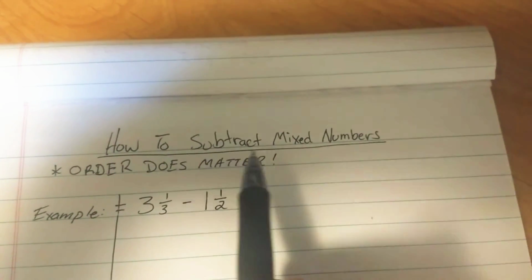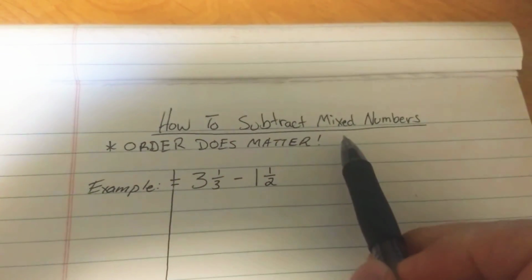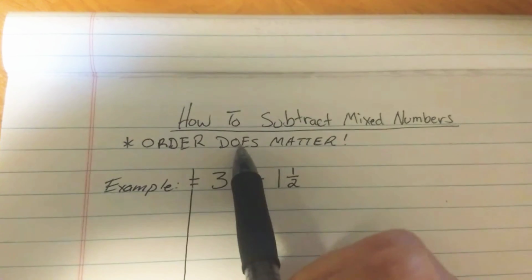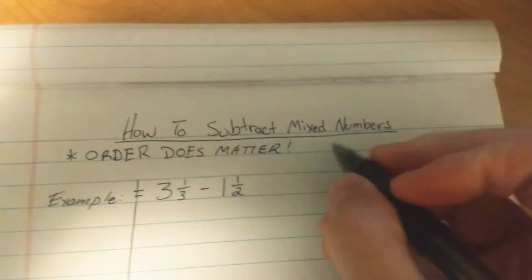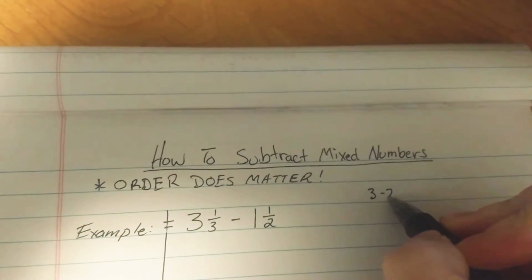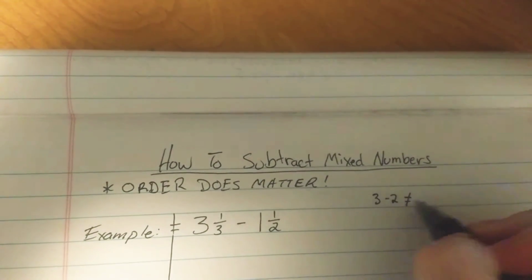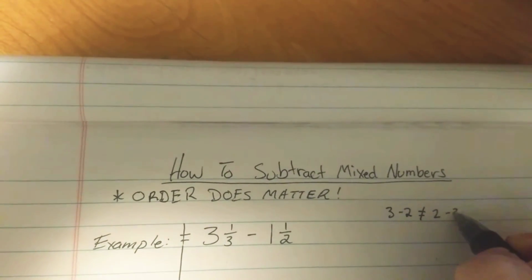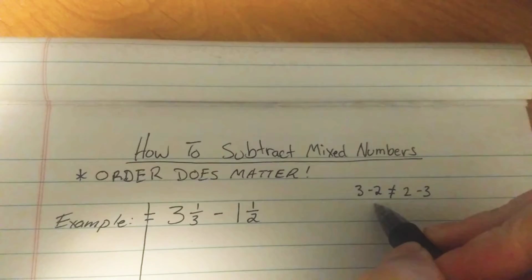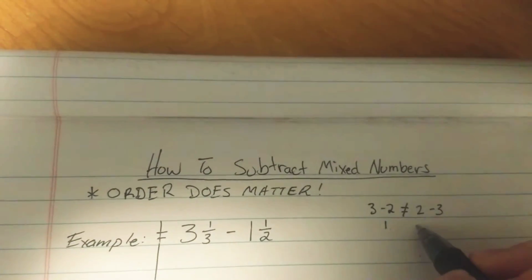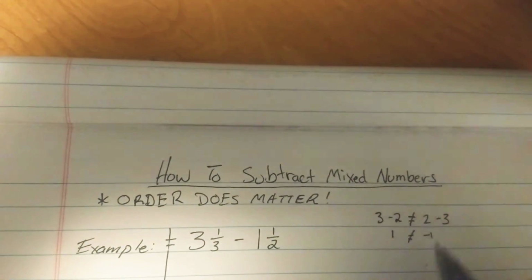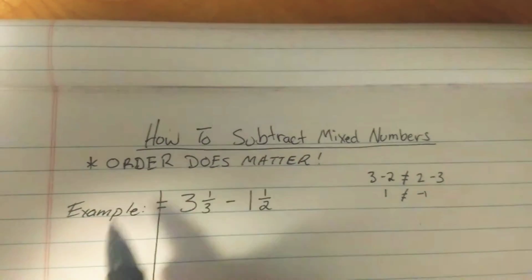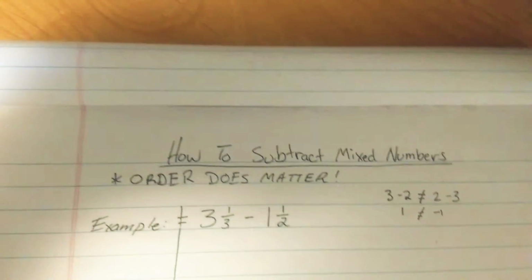How to subtract mixed numbers. Unlike adding mixed numbers, the order actually does matter in this one. For instance, 3 minus 2 is not the same as 2 minus 3, because 3 minus 2 is 1, but 2 minus 3 is negative 1, which are not the same. So order does matter in this part.